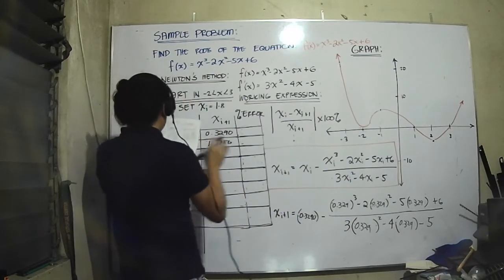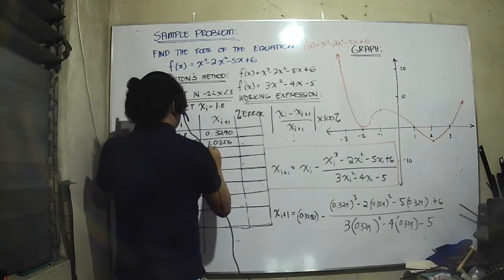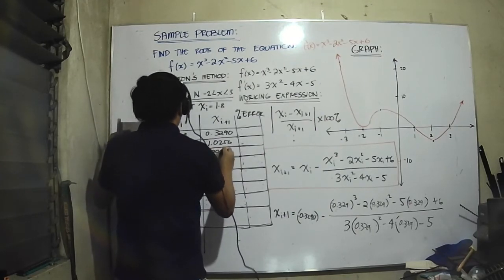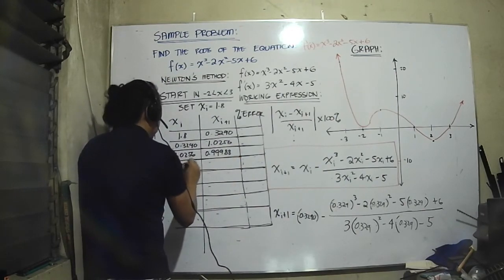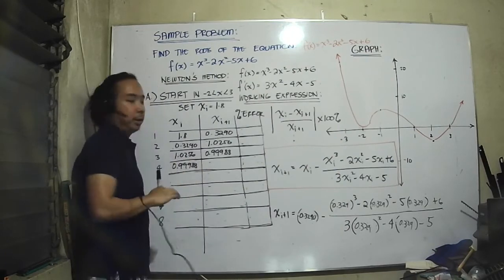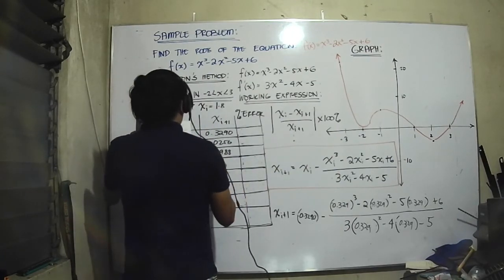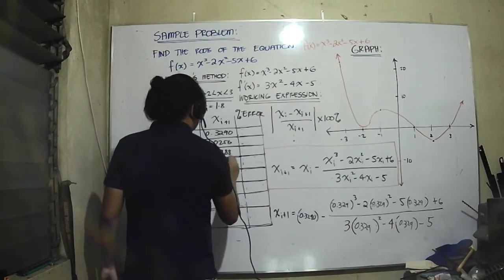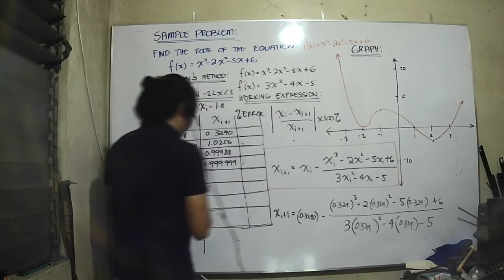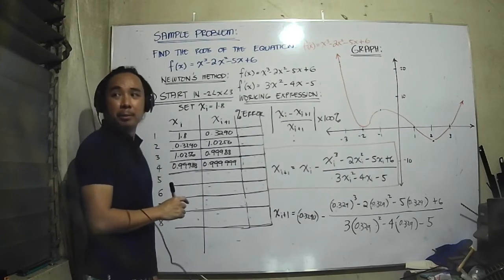From 1.256, we plug it in again, and it cycles back. It becomes 0.99988. That is our fourth iteration, and we plug it into the expression again. We'll have a lot of 9s, and for sure we know the answer is about 1.